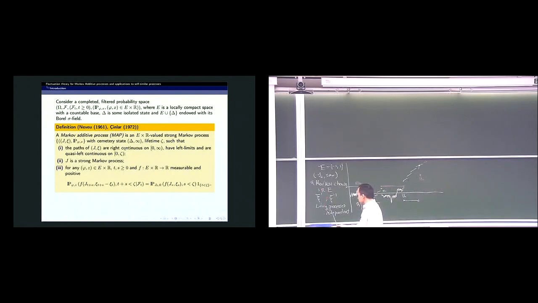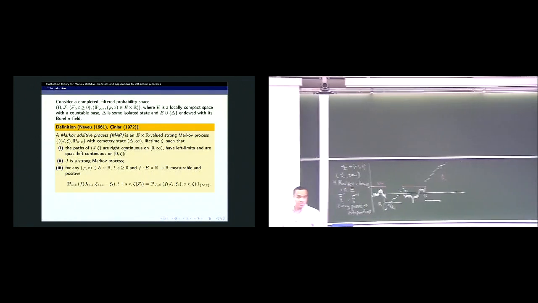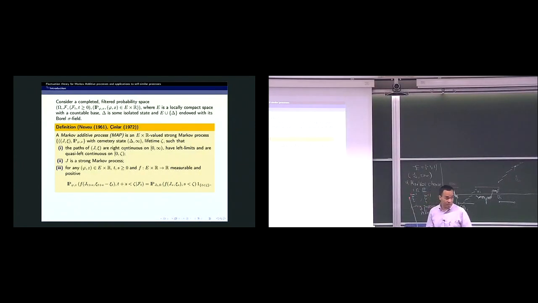So when we have a finite state space, it's more or less easy to understand this path. But we can have something more general, because we are allowing J to be a strong Markov process in a general state space.